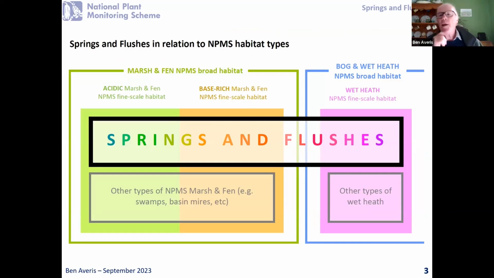In relation to the NPMS habitat categories, springs and flushes are mostly in the marsh and fen broad habitat, within which they straddle the acid and the base-rich subdivisions. But you also get flush wet heaths, which we could call a heathy flush, really. So part of the bog and wet heath broad habitat also includes some flush vegetation.